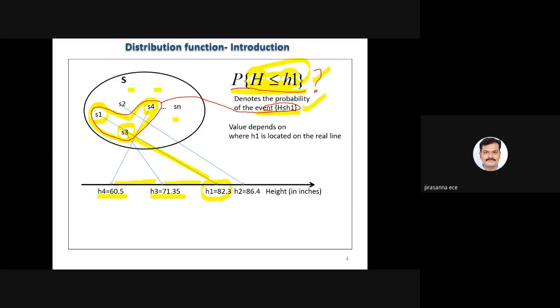Just recall your previous concepts about probability. So we have three outcomes which contribute to this event. Then it is nothing but the sum of all the three outcomes, right? So it is the sum of capital H being equal to h4 plus capital H being equal to h3 plus capital H being equal to h1. We are just going to add these three probabilities.